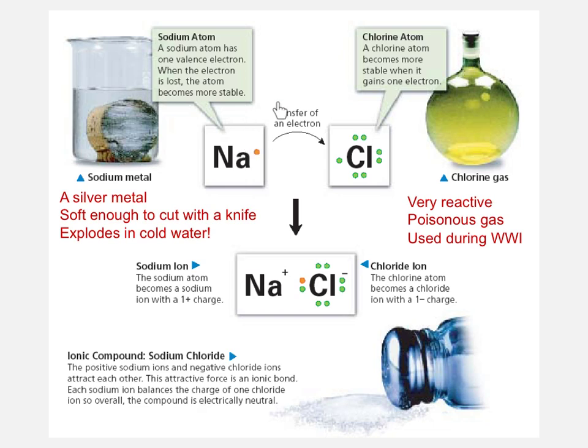So if we take sodium, we take chlorine, and we put them together in a solution, the sodium's going to give up its electron to chlorine. That's going to make sodium positively charged. Chlorine's now going to be negatively charged because it's got an extra electron. And we get what's called sodium chloride. Now here's the crazy part. This metal that explodes in cold water, this highly reactive poisonous gas, when we combine them together, we get table salt. So the interesting thing is that when we combine atoms and elements in different ways, the properties that we get can be drastically different as well.